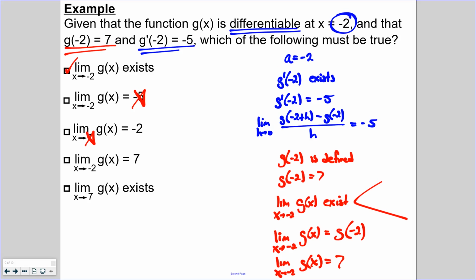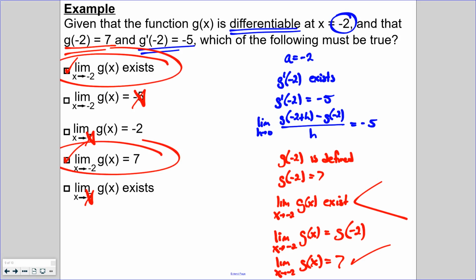Next up, the limit as x approaches negative 2 of g of x equals 7, and we have that one, so that is an answer. And then the limit as x approaches 7, again, 7 is not our a value, so that one is false. So answer choice 1 and answer choice 4 happen to be our statements that must be true given the information that we are given.